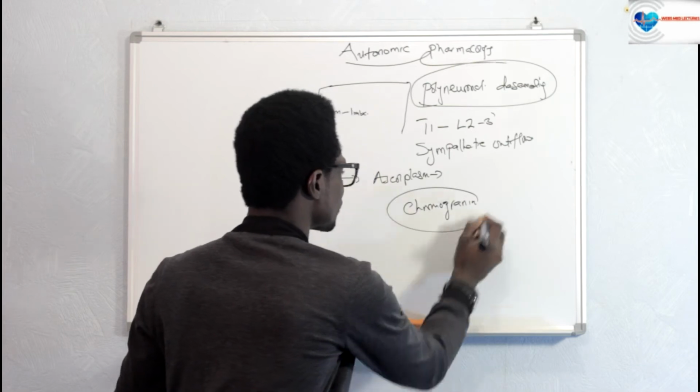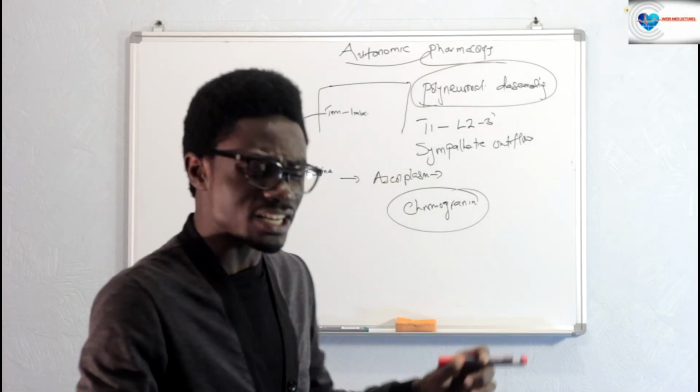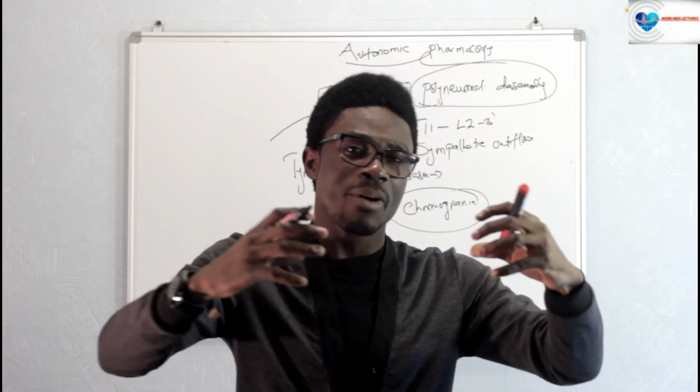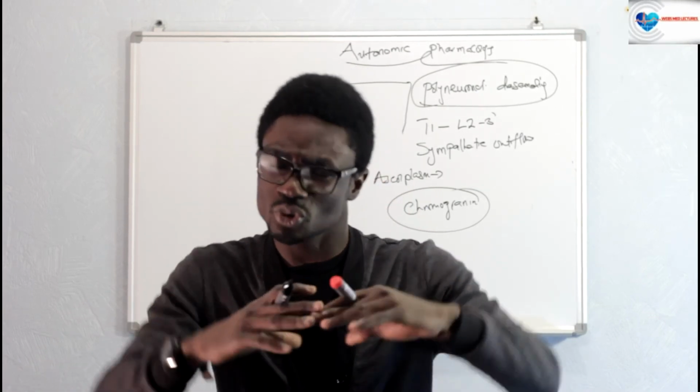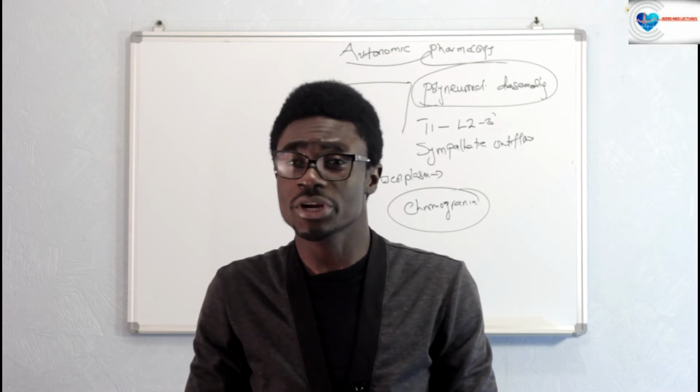Chromogranin, guys. This chromogranin binds the numerous molecules of norepinephrine together so as to lower the osmotic pressure inside the vesicles.